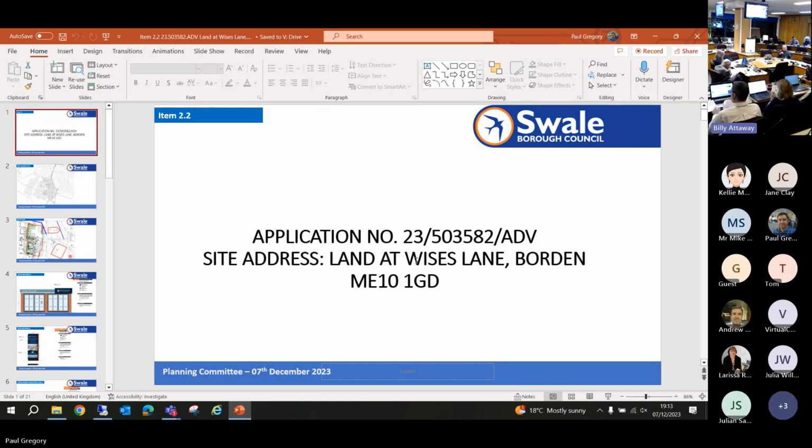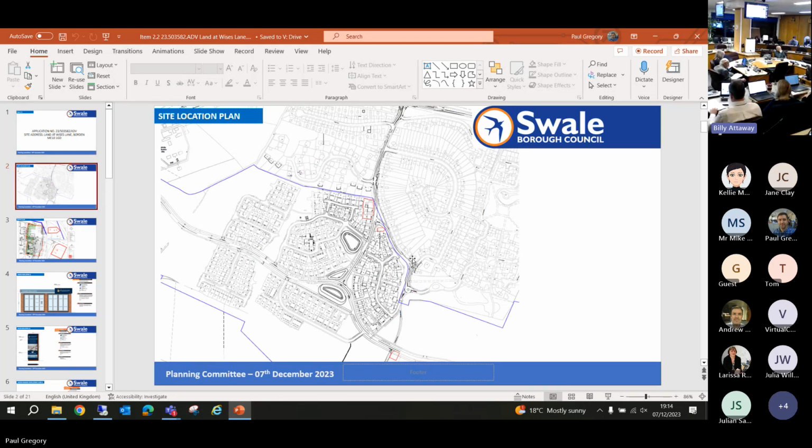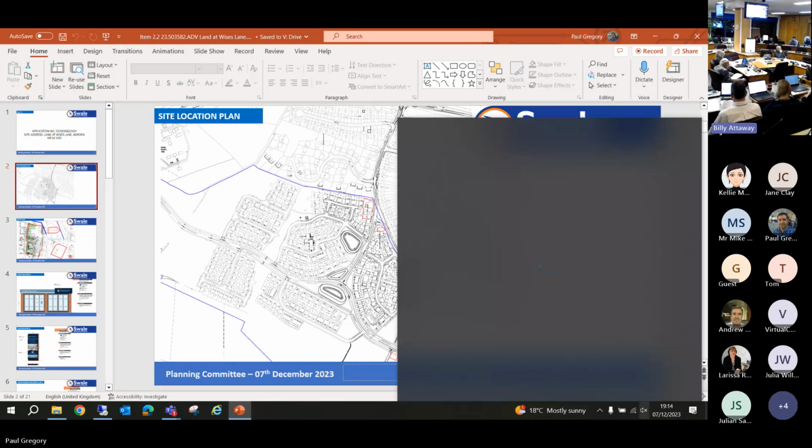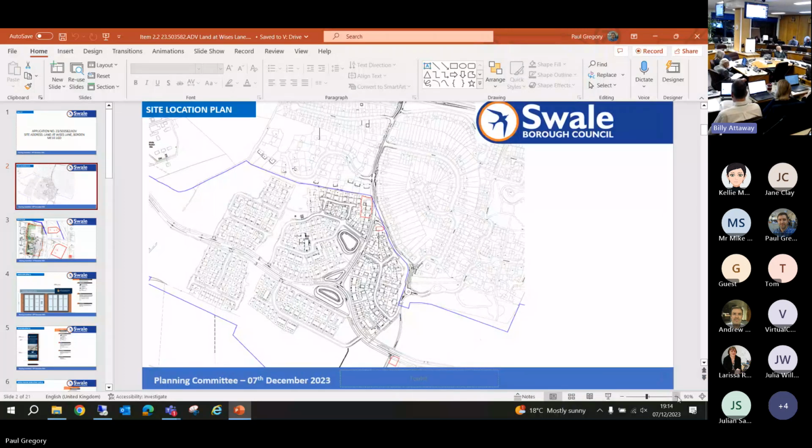So this is an application for advertisement consent for a number of different adverts. I'll quickly read out the list: 1 fascia sign, 9 totem signs, 2 plaques, 4 fence panel signs, 1 development name sign and 5 flagpoles. They relate to the Wises Lane mixed use development, which obviously benefits from planning permission. The adverts are split over 3 sites, so I'll zoom in a little bit on that.